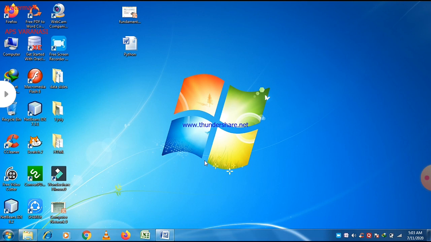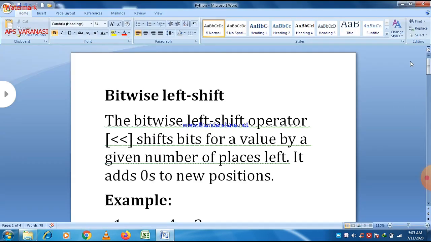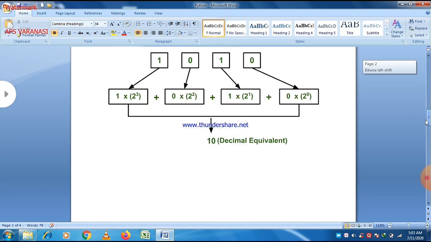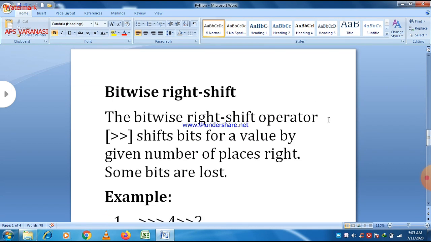What is a bitwise operator? Bitwise operators are those operators which work on bits. Bit means 0 and 1. So these operators basically work on bits, that means 0 or 1. That's why they are called bitwise operators. And these are the bitwise left shift operator and the bitwise right shift operator. So these two operators will be discussed right now.